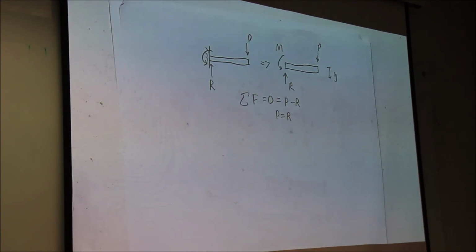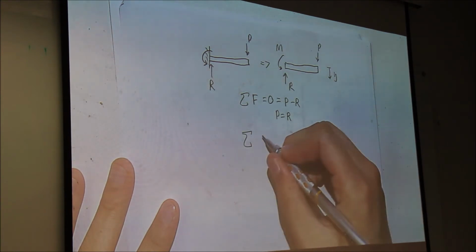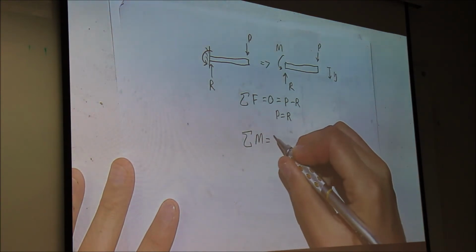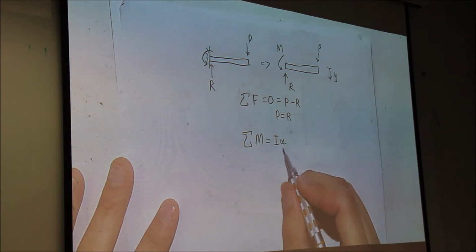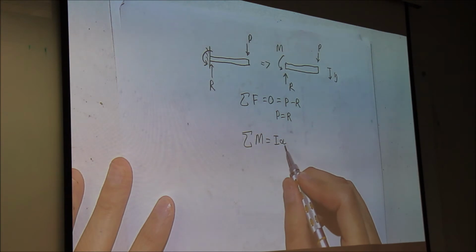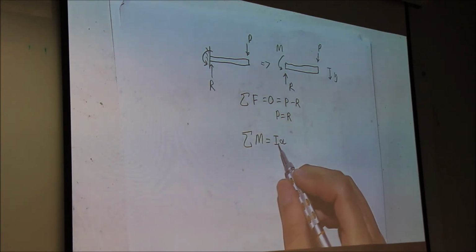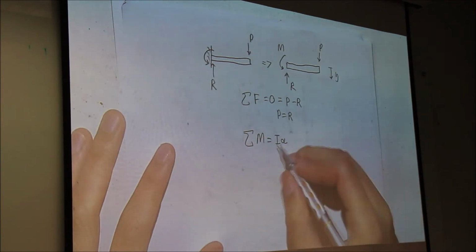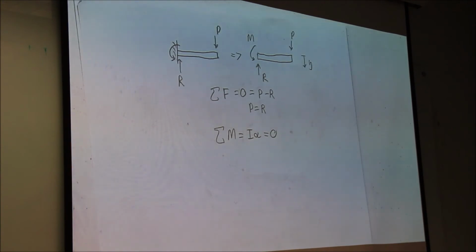Now we're going to introduce something called Euler's law, similar to Newton's law. But this is saying the sum of moments is equal to I alpha. Don't worry what these are. You probably have seen this in physics as well. This is rotational acceleration, and this is your moment of inertia, mass moment of inertia. But alpha is equal to 0, so the sum of moments is equal to 0. And so this is like a torque balance that you might have done in physics 1. We're going to call it Euler's law here.